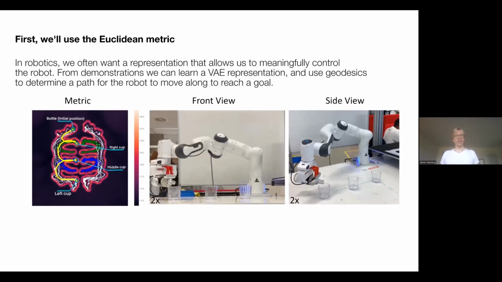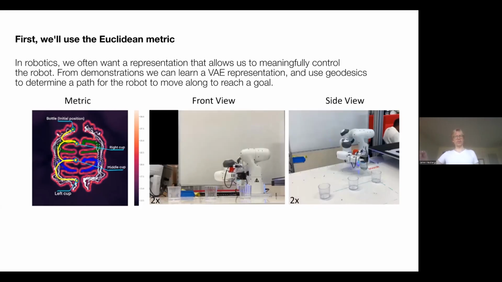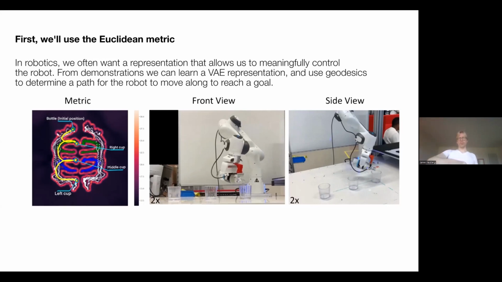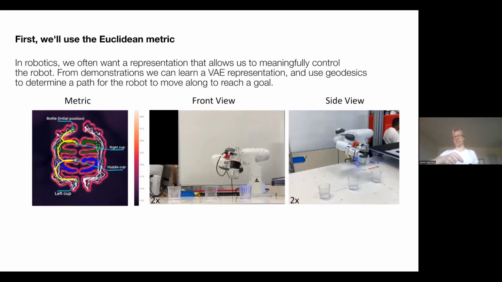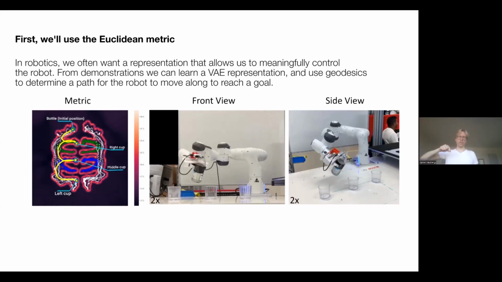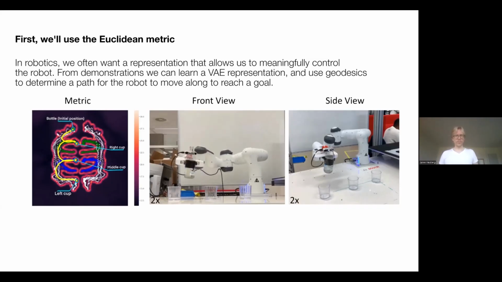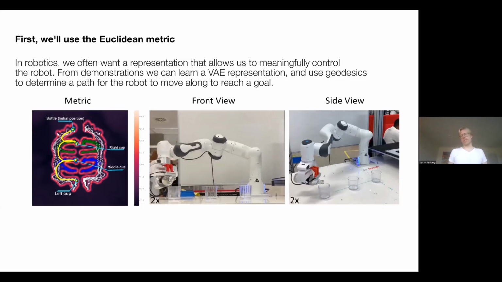And so basically, we now say, give me the geodesic from the initial position to the position where the first cup is. Then you move along that geodesic. That's what the robot is doing. It's just moving along geodesics. And I think that's kind of cool.